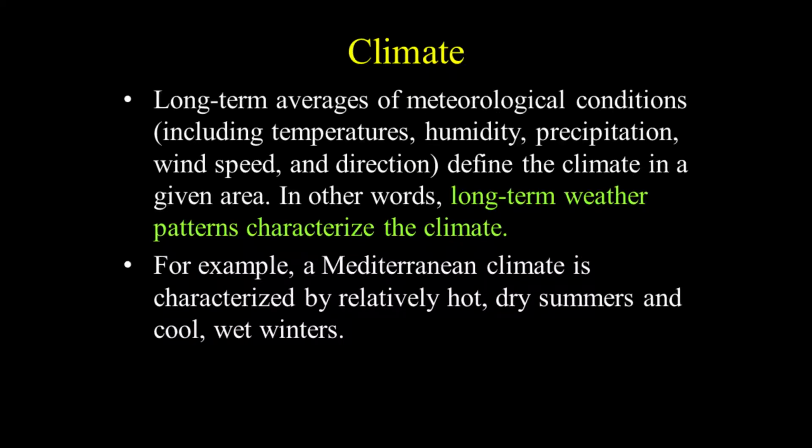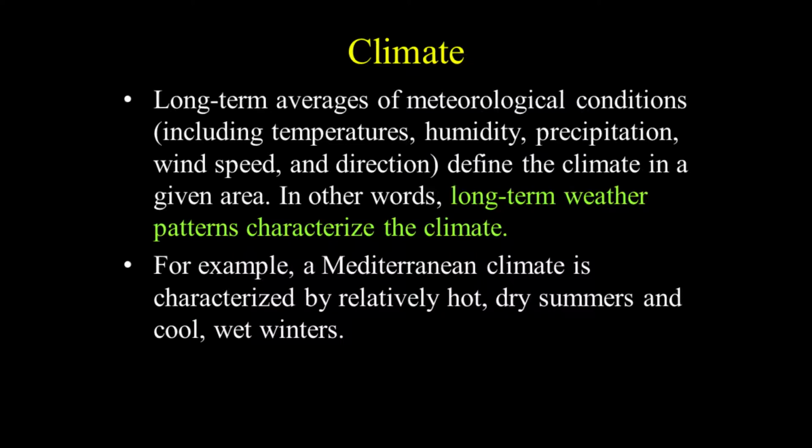Long-term averages of meteorological conditions, including temperatures, humidity, precipitation, wind speed, and direction, define the climate in a given area. In other words, long-term weather patterns characterize the climate. For example, a Mediterranean climate is characterized by relatively hot, dry summers and cool, wet winters.